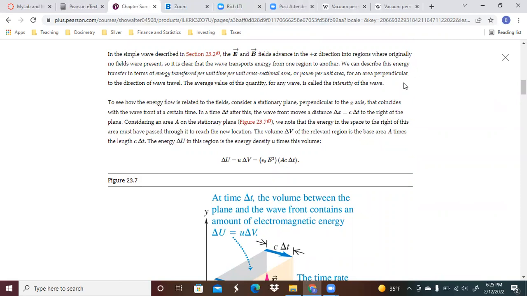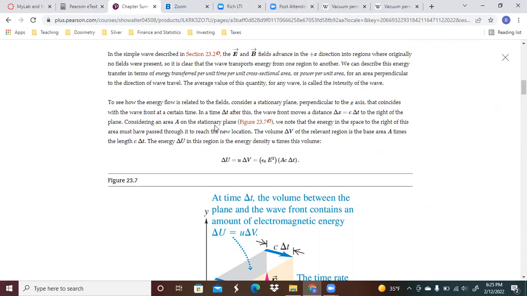Since power is going to be defined as the energy divided by time, for an area perpendicular to the direction of the wave travel, that's one way we can look at this. The average value of this quantity is called the intensity of the wave.